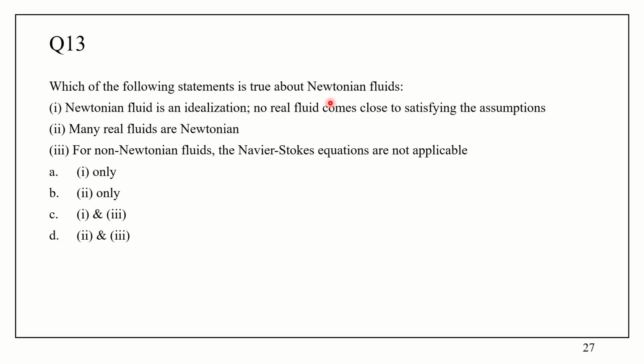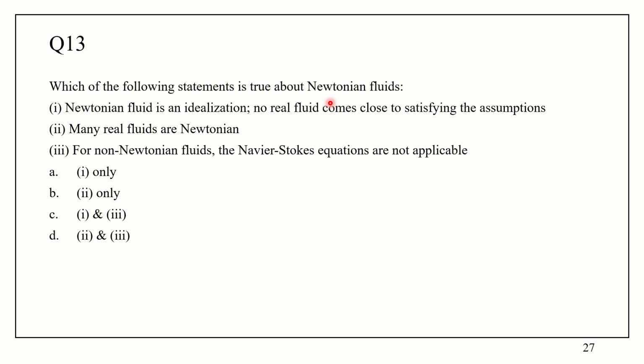Okay. The answer is actually option D, that is, many real fluids are Newtonian fluids. For a non-Newtonian fluid, the Navier-Stokes equations are not applicable, because we are assuming the viscosity as constant. For non-Newtonian fluids, viscosity varies depending on the applied shear, so we cannot use the Navier-Stokes equations. So statement 3 is right.